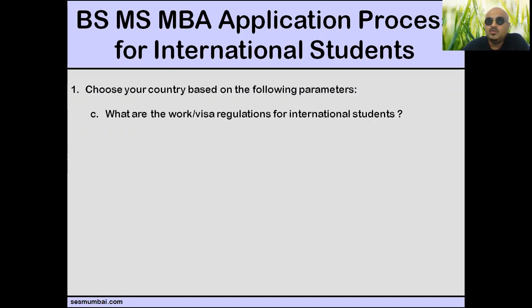Now, what are the work and visa regulations for international students? Some countries are very strict. If you're an international student, you will not get work there once you have completed your graduation, whether it's an MBA, MS, or BS. So make sure you have gone through the visa regulations and the work permit regulations.